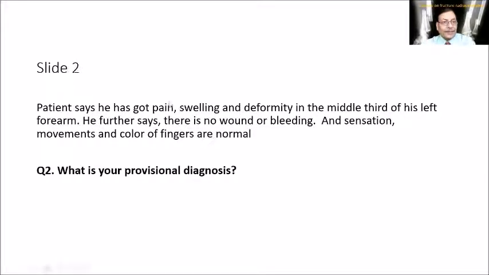So slide 2 can be: the patient says he has got pain, swelling, and deformity in the middle third of his left forearm. He further says there is no wound or bleeding, and sensation, movements, and the color of the fingers are normal. What is your provisional diagnosis for this case?